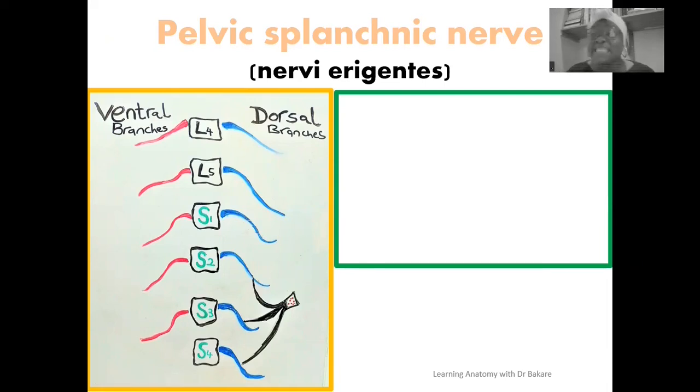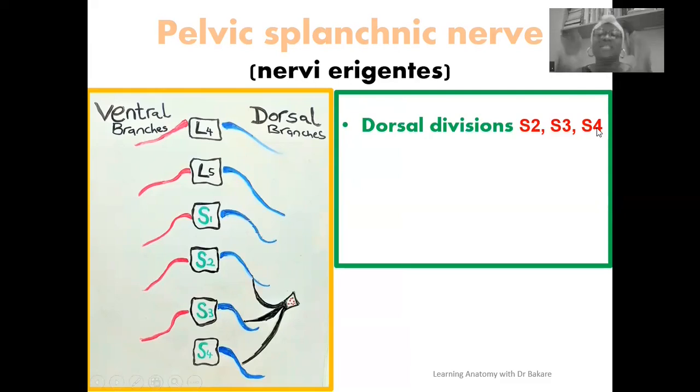So the next branch that will be created from the dorsal division of the sacral plexus is the pelvic splanchnic nerve. The pelvic splanchnic nerve is also referred to as the nervi erigentes. And this, of course, will emerge from the dorsal divisions of the anterior rami of the S2, S3, and S4 sacral spinal nerves. So we have S2 at this point, we have S3, and we have S4. The dorsal divisions from the anterior rami of these branches will emerge at this point here, arrowed in red, and will be forming the pelvic splanchnic nerve.